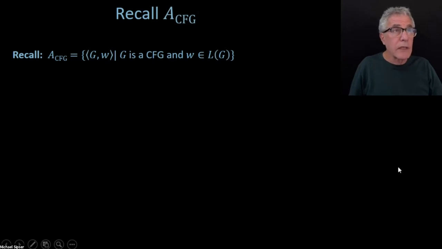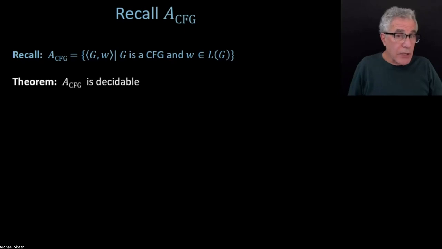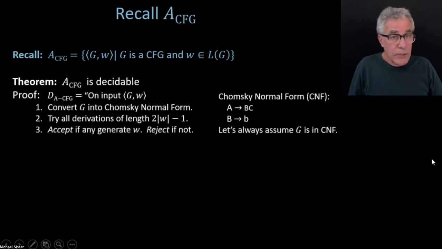And that's useful for solving this ACFG problem, which you may remember from the first half of the course, involving testing if a grammar generates a string. You remember this ACFG problem: you're given a context-free grammar and a string, and I want to know, is it in the language of the grammar? That's going to turn out to be solvable in polynomial time, but only with a clever algorithm. Remember, it's decidable.